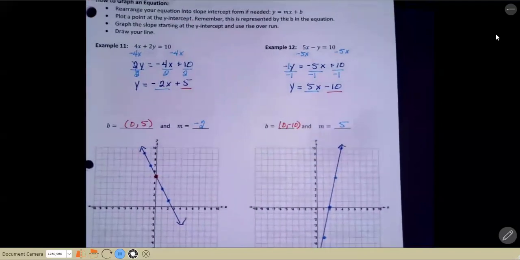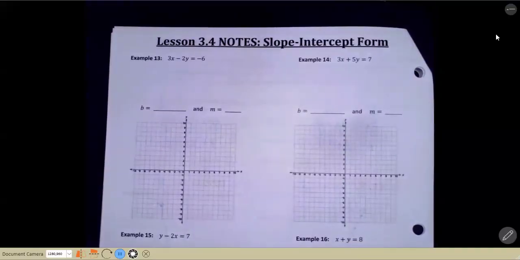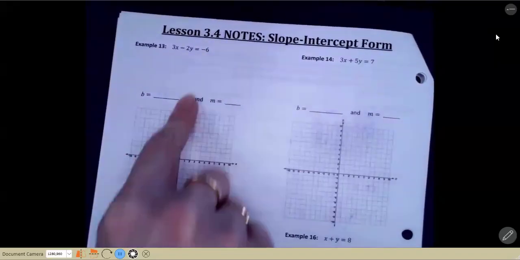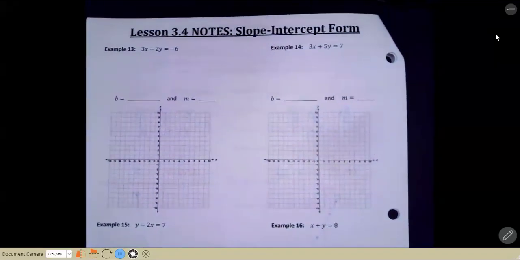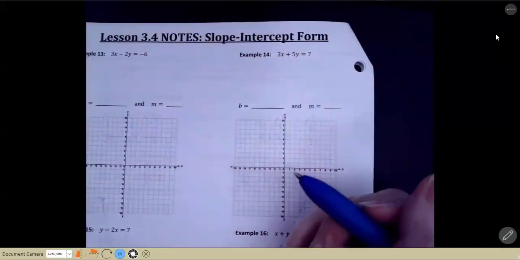Okay. All right, let's go to page 4. Halfway done. Okay, page 4 is more practice. So what I would like to do is I am going to do number 14 with you, and then I'm going to have you do 13, 15, and 16 on your own, okay? So number 14, the reason why I want to do this is because you're going to end up with a fraction as your y-intercept, and so I want to show you how to graph that, okay?